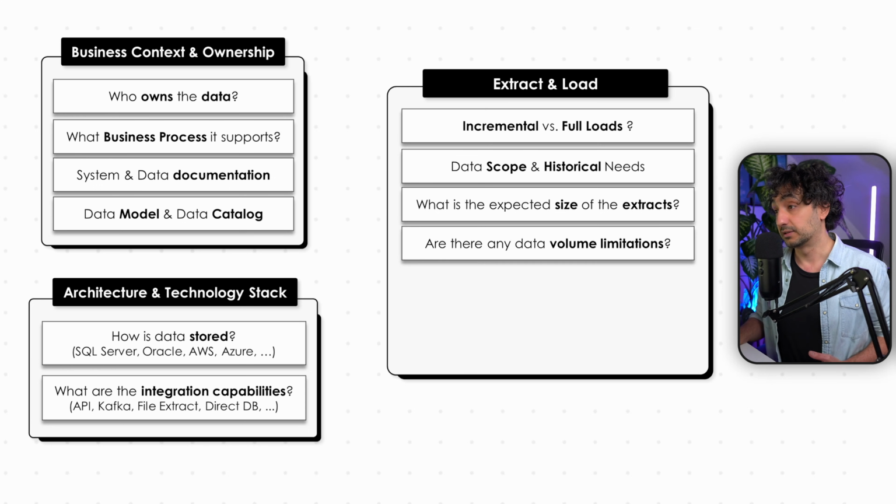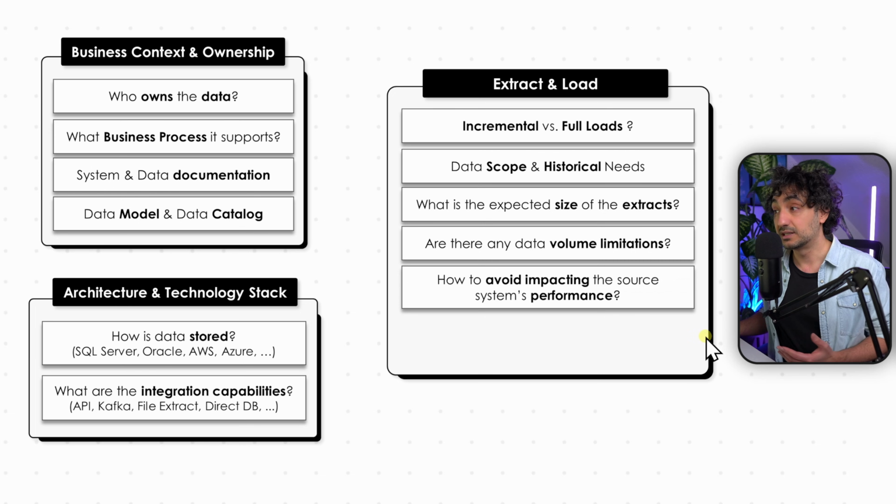And then I try to understand whether there are any data volume limitations. Like if you have some old source systems, they might struggle a lot with performance. So if you have an ETL that is extracting large amounts of data, you might bring the performance down of the source system. So that's why you have to try to understand whether there are any limitations for your extracts, and as well other aspects that might impact the performance of the source system.